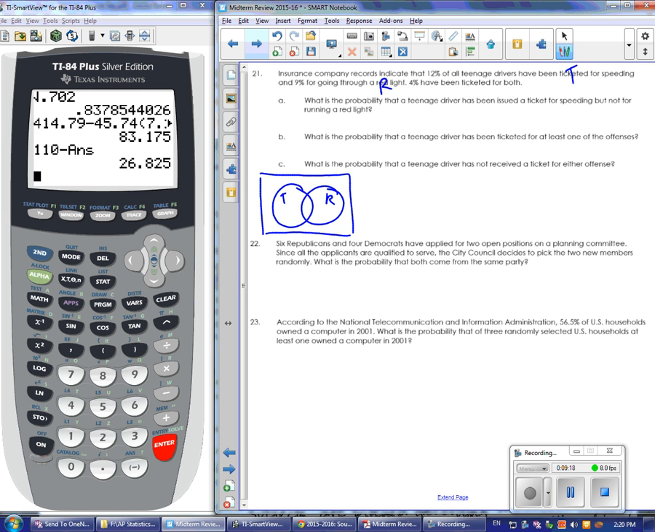Okay. And I know with a Venn diagram, we always want to start with the overlap if possible. And so in this case, we know that 4% have received tickets for both. I know that 12% have been ticketed for speeding. Oh, I guess I want to call this S for speeding and not T for ticket. Let me clarify that.